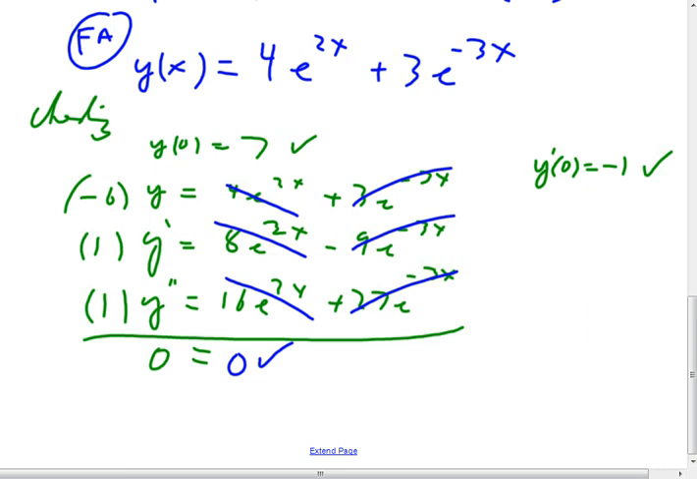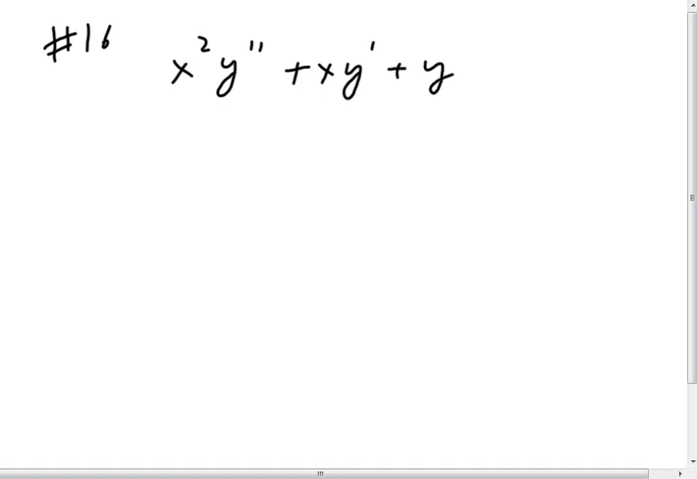Oh, look at 16. Isn't that cool? What's so cool about 16 is that nowhere in the book do we have a method for solving that differential equation. But in chapter 2, it shows up there for us to check to see if it really is. That's what's so cool. So I've got number 16, x squared y double prime plus x y prime plus y. And I'm going to check my two solutions.